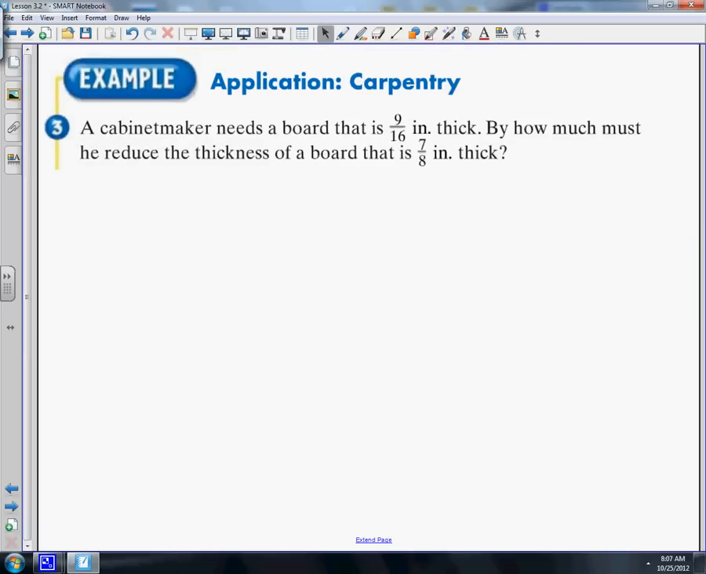All right, a cabinet maker needs a board that is 9/16 inch thick. By how much must he reduce the thickness of a board that is 7/8 inches thick? So what you need to do is figure out, okay, I'm going to do 7/8 and I'm going to minus 9/16. So I have to get 7/8 into 16. So I'm going to times this by 2 and this by 2. So that equals 14/16.